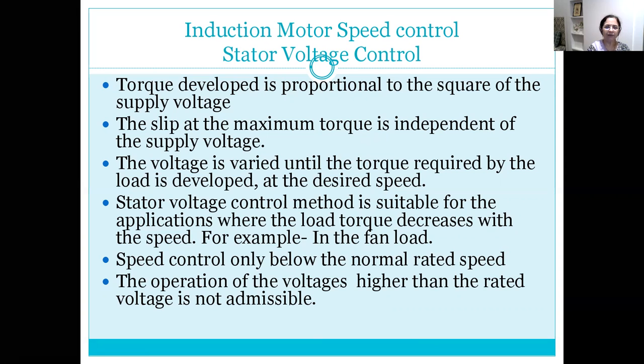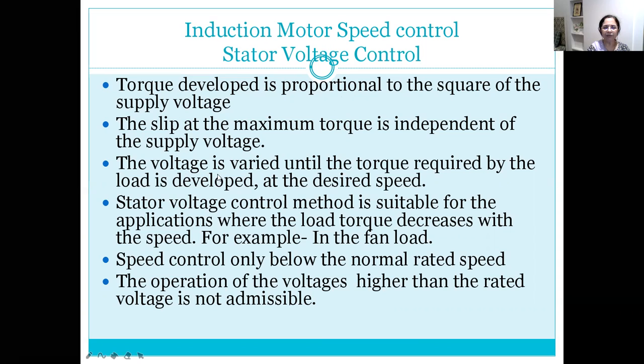Now this means that when we try to control stator voltage, the first statement indicates that torque will vary proportionately if we reduce the stator voltage, so torque will be affected mainly. Whereas the slip at maximum torque, which we called Sm, which decides the range of speed control, is independent of supply voltage. So these two are very important facts which we must remember.